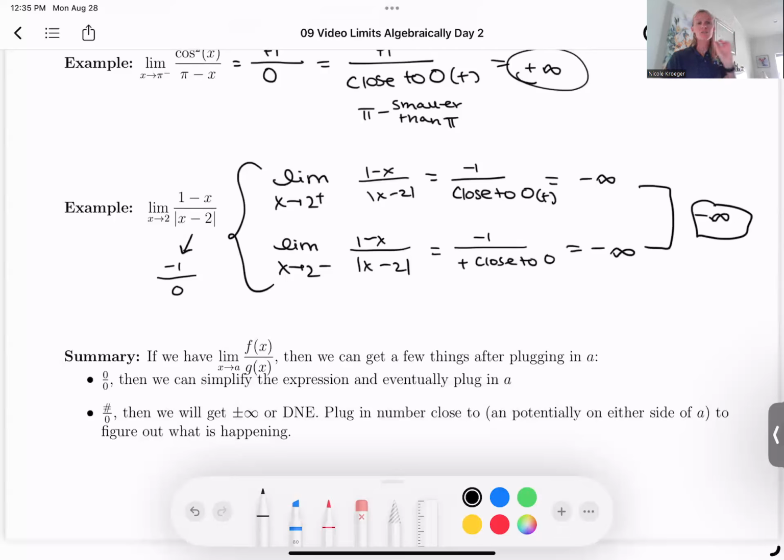Okay. So notice that when we get a number divided by 0, we have 3 possible answers. We either get does not exist or plus or minus infinity. The does not exist is the case where the left and the right hand limits were not equal to each other. In the cases where we plugged in a number and got 0 over 0, that was when we simplified. So these are really how we deal with limits algebraically. It's not terrible. You just have to understand how it all works.